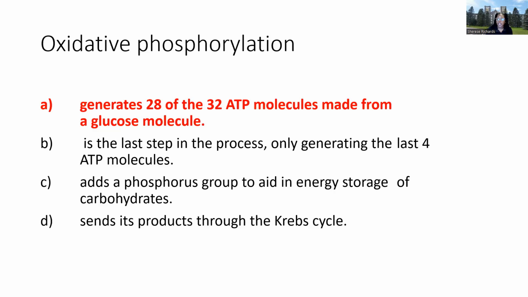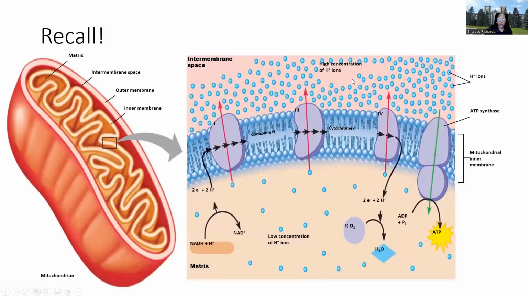from oxidative phosphorylation. Okay. Sends its products through the Krebs cycle, we know is not true. It actually receives the products from the Krebs cycle and then adds a phosphorus group to aid in energy storage, we know is also not true. Okay. All right. So just a bit of a recap as far as what we know to be true from glycolysis. Also, we want to recall what we just described, right?